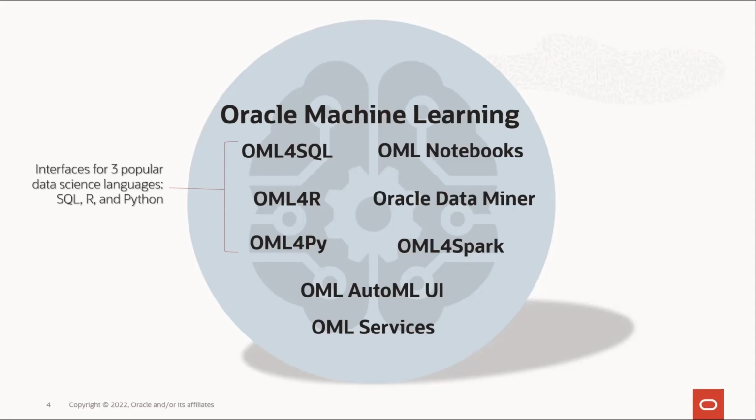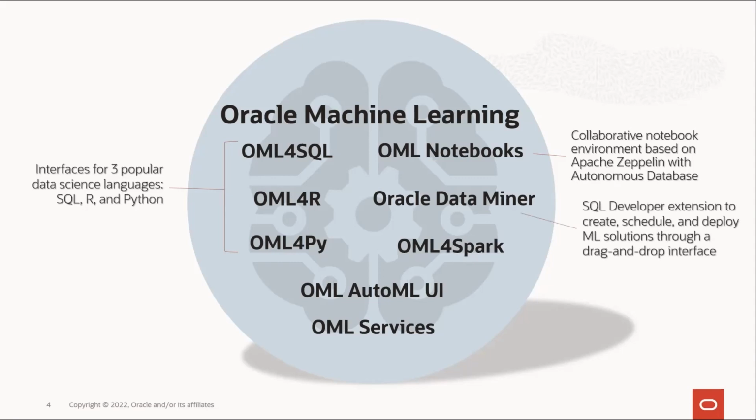Now, for interaction with autonomous database, we provide OML notebooks with SQL and Python interpreters. Users can schedule notebooks to be run automatically, and notebooks can be shared in a variety of ways with other users on the data science team. Oracle Data Miner is a SQL developer extension for creating, scheduling, and deploying analytical workflows through a drag-and-drop user interface. Oracle Machine Learning for Spark provides machine learning on big data service with native scalable algorithms, as well as Spark MLlib algorithms included in the same framework, all from an R interface.